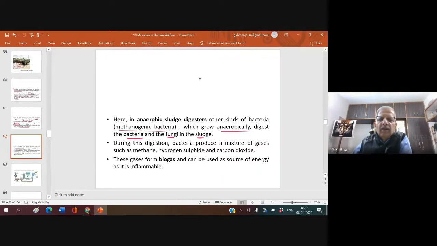During this digestion, bacteria produce a mixture of gases such as methane, hydrogen sulfide, and carbon dioxide, and these form biogas. These gases can be used as a source of energy as they are inflammable. Right? So this is what I said.